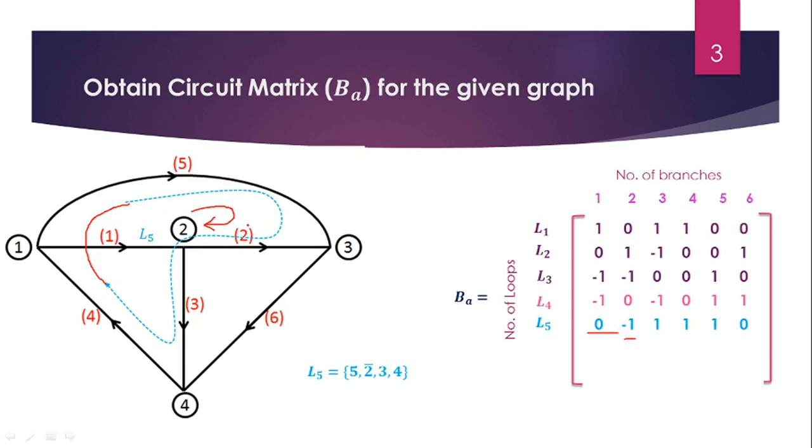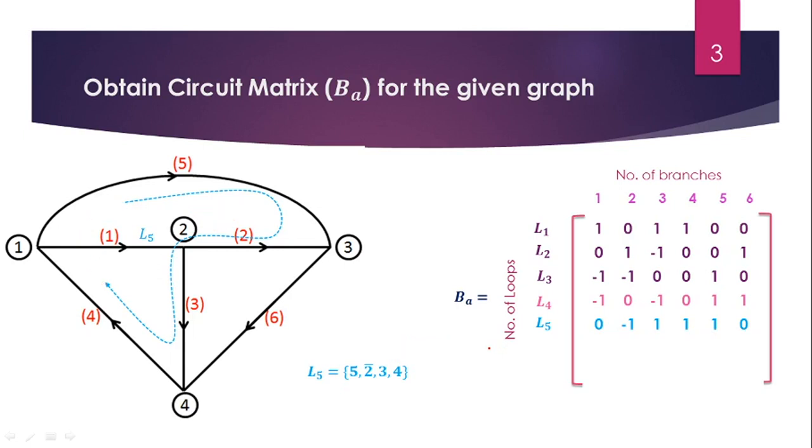Branch 3 and loop 5 have the same direction, so we take it 1. Branch 4 and the loop direction are also the same, so we take it 1. And the last one, branch 5 and the loop direction are also the same, so we take it 1. Branch 6 is not part of loop 5, so it's 0. From this set of branches also we can write it. Okay, this is just for our understanding purpose. Here we have written the set of branches.